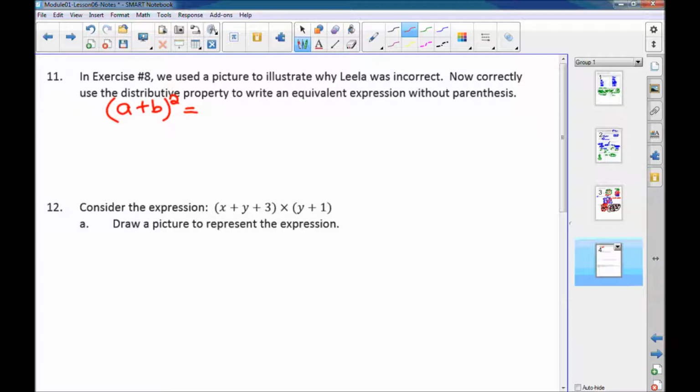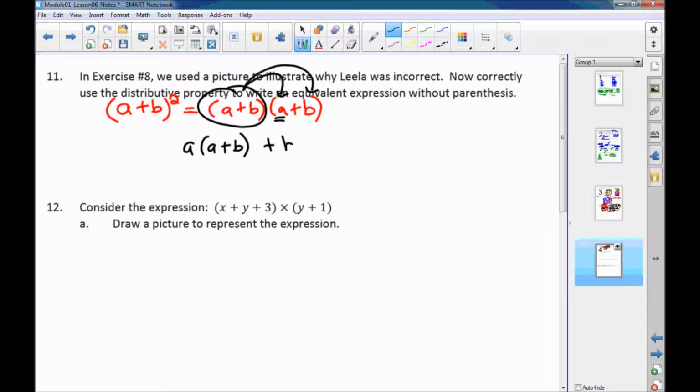So a plus b squared is the same as a plus b times a plus b. Now, we have two sets of parentheses. So what I'm going to do is distribute this first set to a and then to b. So I'm going to have the a that was inside here times the stuff that got multiplied by it, and then I'm going to have the b that was inside here times the stuff that got multiplied, a plus b. And then I can do the distributive property again on each one of these.